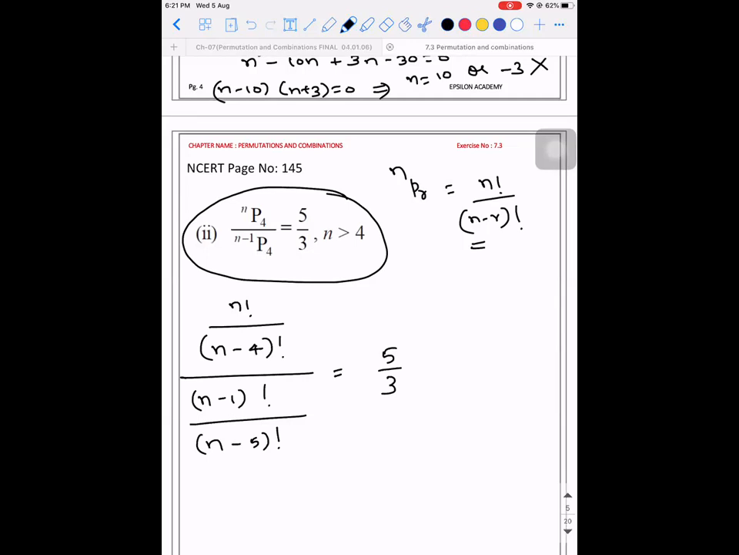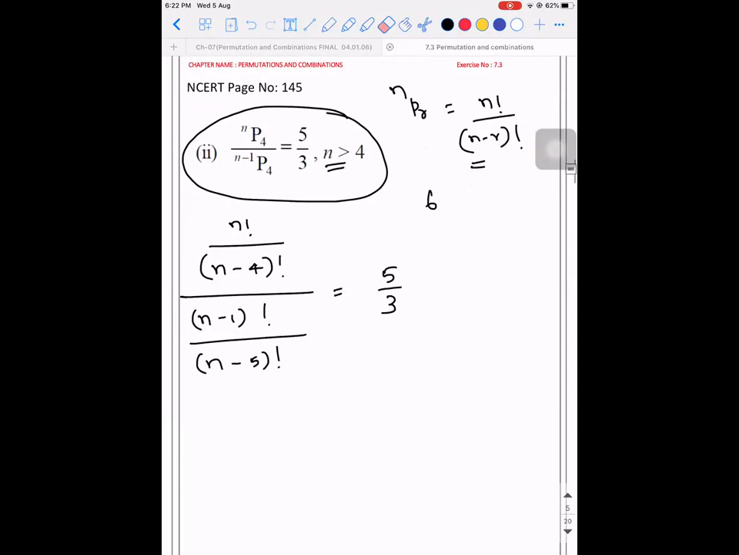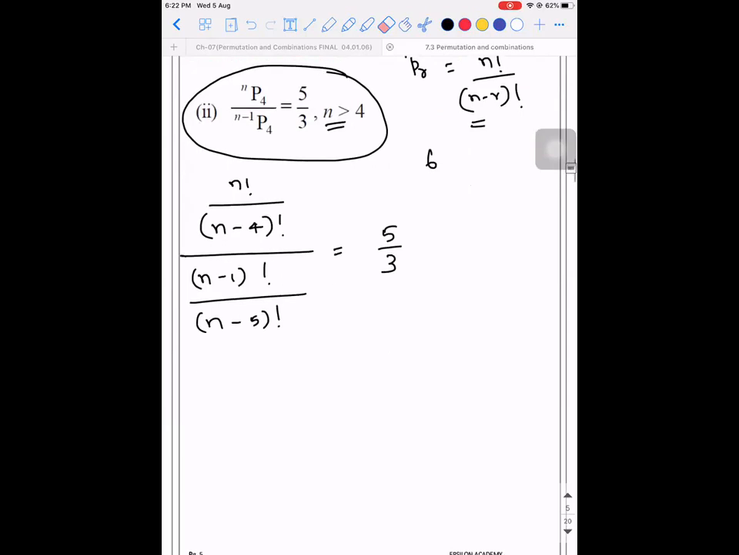Sir, what is the n minus 1 in the denominator? It's given, (n minus 1)P4. N minus 1 is some number, that's it. They're asking us to find the value of n. For example, if the value of n is 6, this is 6P4, and this (6 minus 1)P4 means 5P4. That is the meaning. So n factorial by (n minus 4) factorial, divided by (n minus 1) factorial by (n minus 5) factorial. Then what will you get?